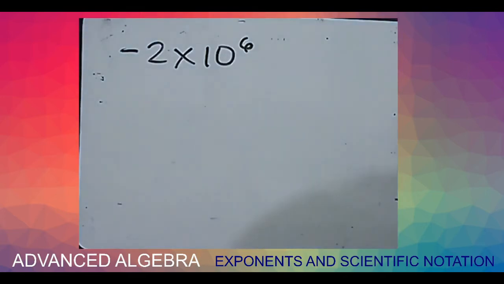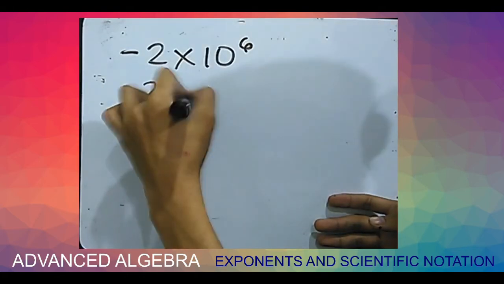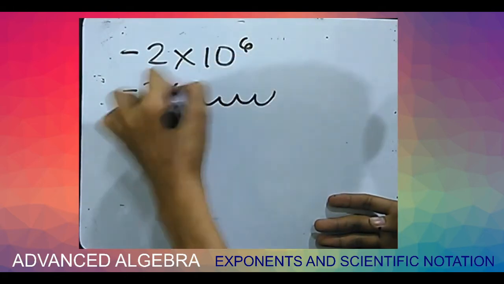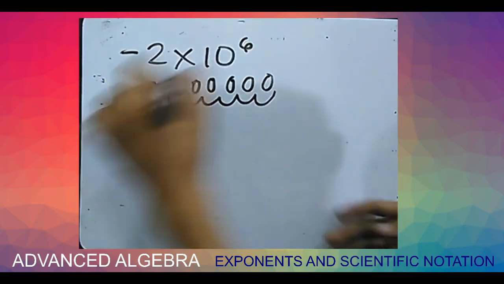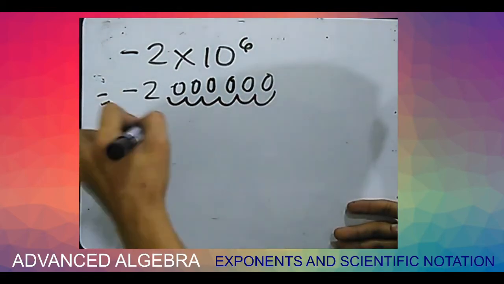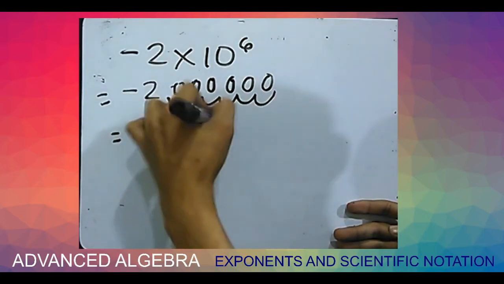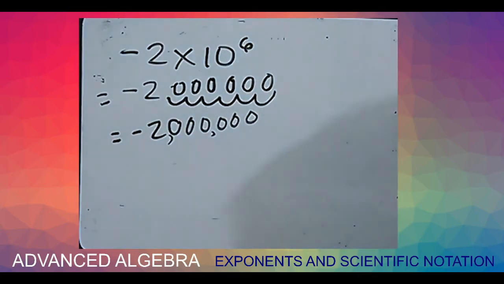Another example: negative 2 times 10 to the 6th power. Ganun pa rin yung process. Move pa rin ang decimal places. 1, 2, 3, 4, 5, 6, 0. Kailangan na ng 0. Ang sagot dito ay negative 2. Ilan yan? 2 million lang. So, negative 2 million.